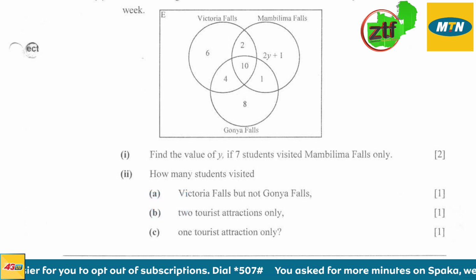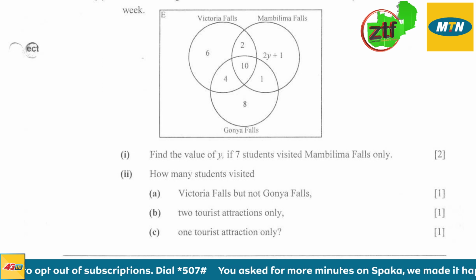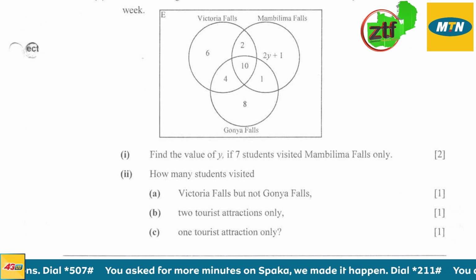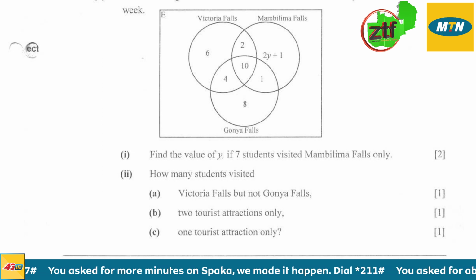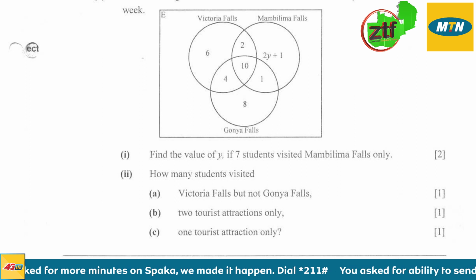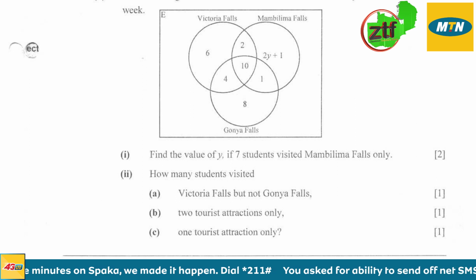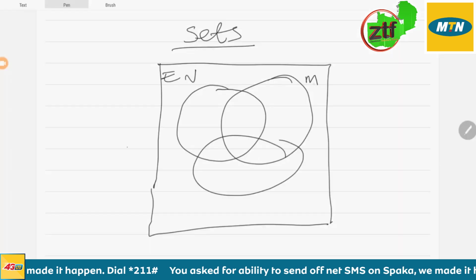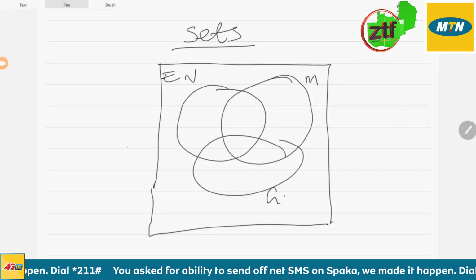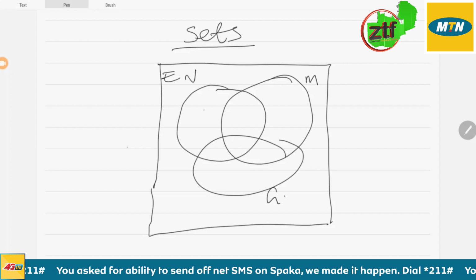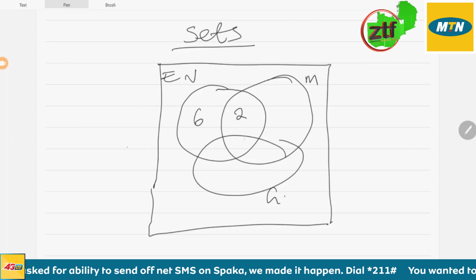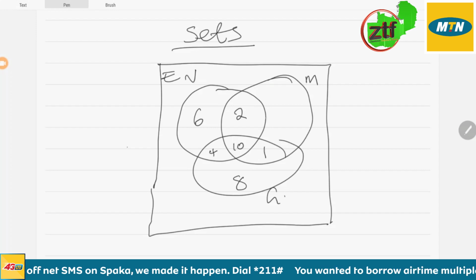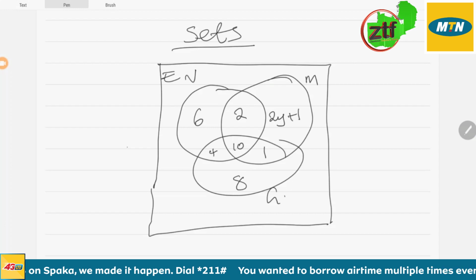So you are able to see the Venn diagram that has been presented there, but let me also write it here so that we are able to follow one another as I explain. These tourists had visited places like Victoria Falls, Mambilima Falls, and Gonya Falls. So we have this as the universal set, and we have three sets. Let me say this is for Vic Falls, this is for Mambilima Falls, and this is for Gonya Falls. We have the information already tabulated: here we have 6, here we have 2, here we have 10, here we have 4, and here we have 1 and 8 there, then 2y plus 1. That is the information that we have.